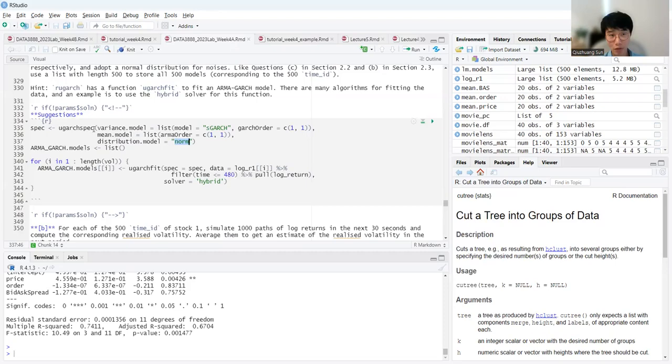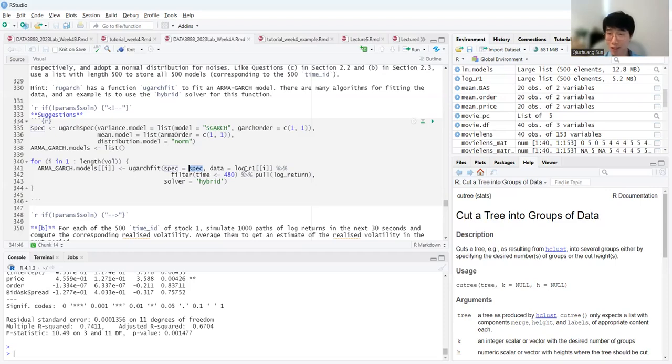Now, after I specify the ARMA-GARCH model, I can directly plug this specification variable into the ugarchfit function. It essentially uses this function to fit the data. This is the specification of the model: I have determined the order for ARMA-GARCH and the distribution for the noise. And this is our data, the original log return data.